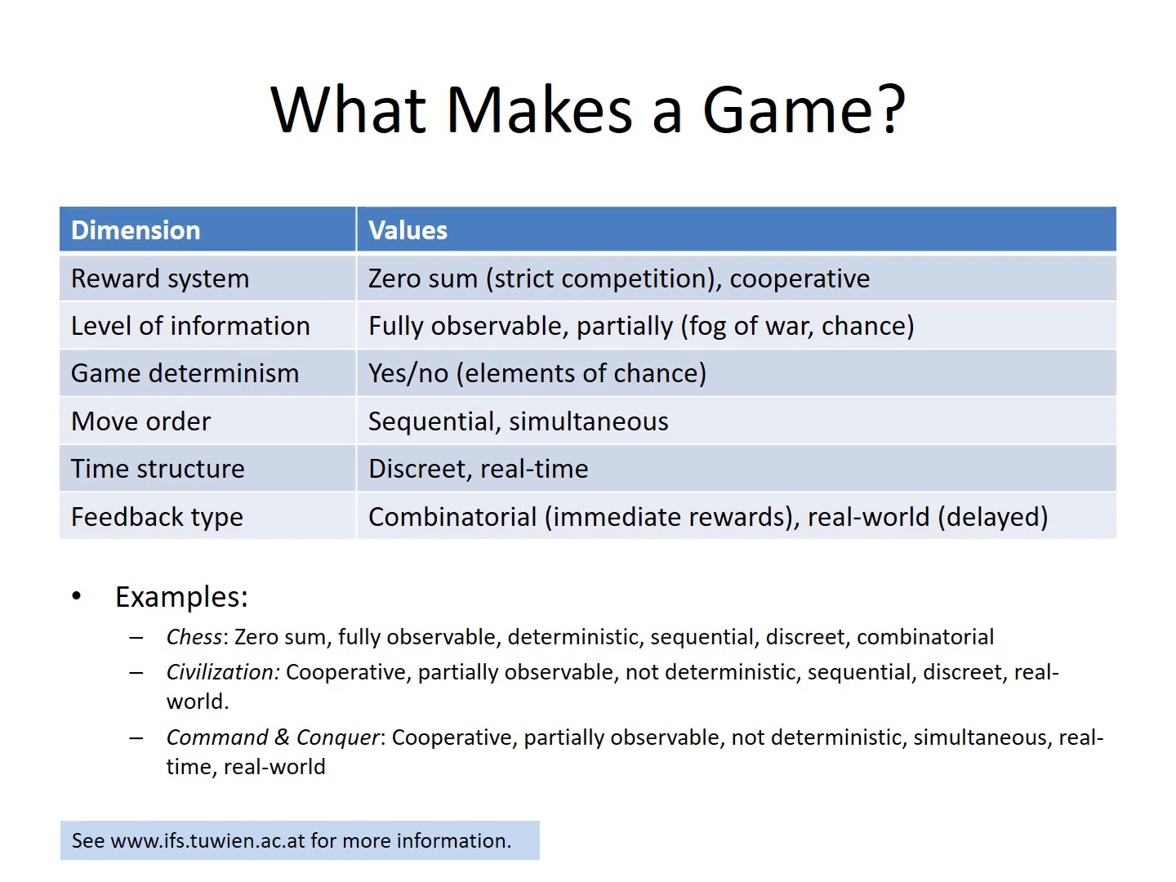Chess is a zero-sum game. It's fully observable. It's deterministic, sequential, apparently discrete, and obviously, what? Combinatorial? No, it isn't. It is a real-world game. I don't know why I wrote that. Civilization, on the other hand, is cooperative, partially observable, non-deterministic, and sequential, and so on. Command and Conquer is a typical real-time game.